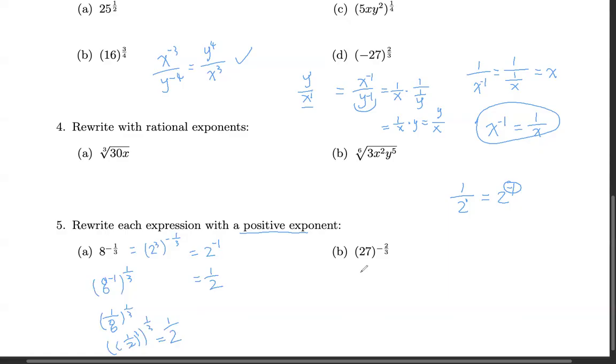Let's say B. 27 is 3 raised by 3. We can write it as 3 raised by 3 times -2 over 3. Well, that's 3 raised by -2, because this 3 cancels with this 1/3. And 3 raised by -2 is 1 over 3 squared, which is 1 over 9.